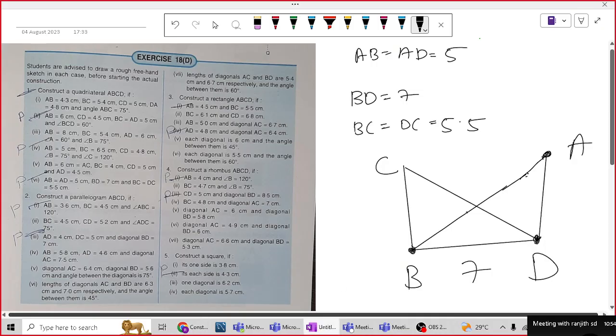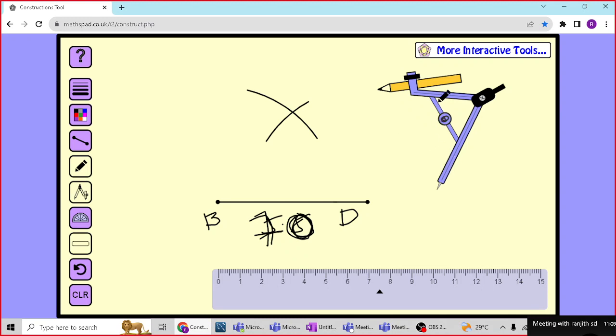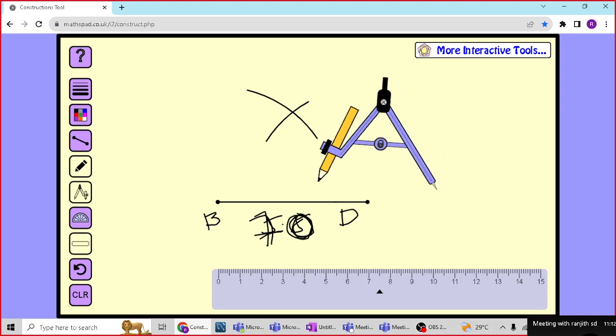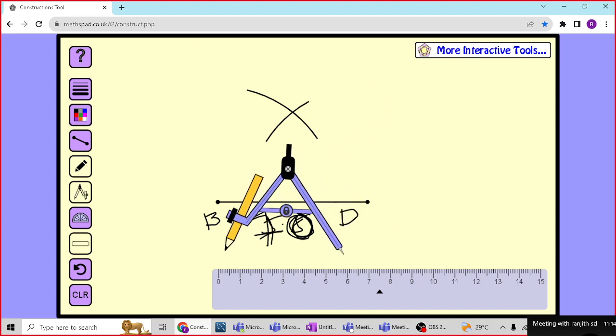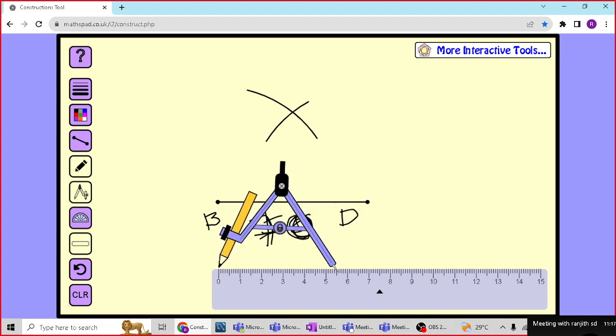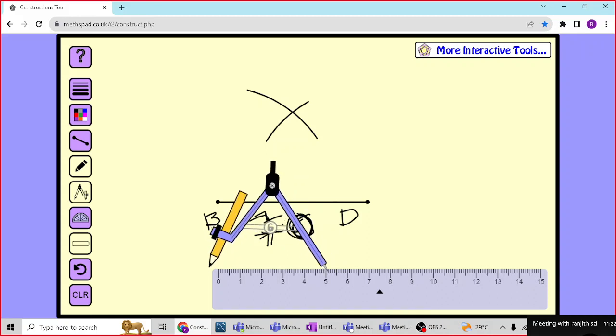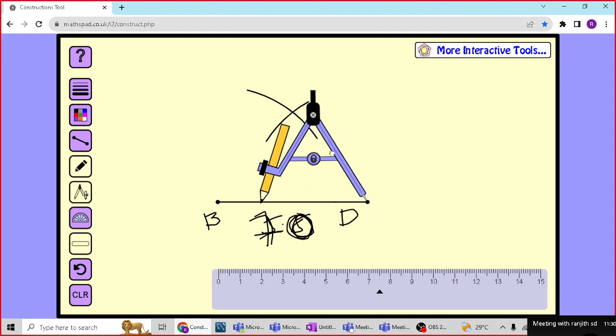After that, which one should I draw? AB and AD are given. From AD, how much should you draw? 5 centimeters. From AD 5 and AB 5. Take 5 centimeters. Do it along with me, students. Take 5 centimeters. Then cut from this position, from here.